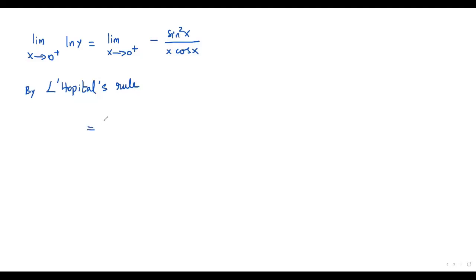Let me do that. So limit x tends to 0 plus. So let's take this negative. And the derivative of sine square, first we have to do the derivative for this exponent. That is, we have to take 2 in front of sine, and we have to subtract 1 from this 2. So 2 minus 1 will just become 1. So it will become just 2 sin x.